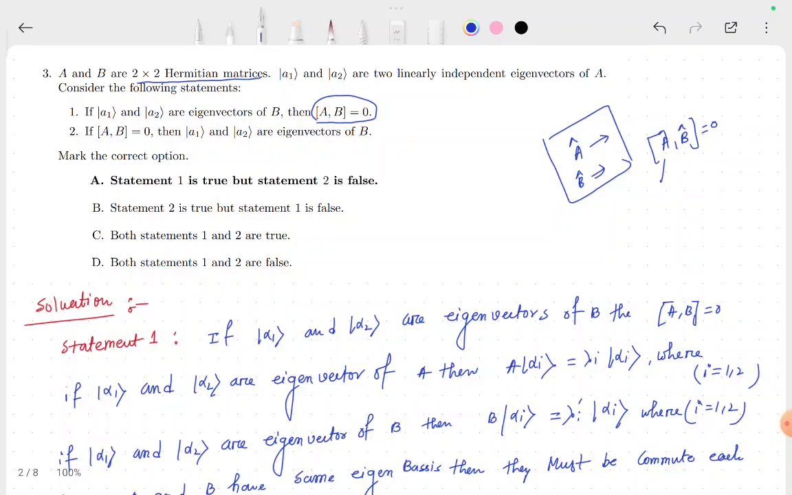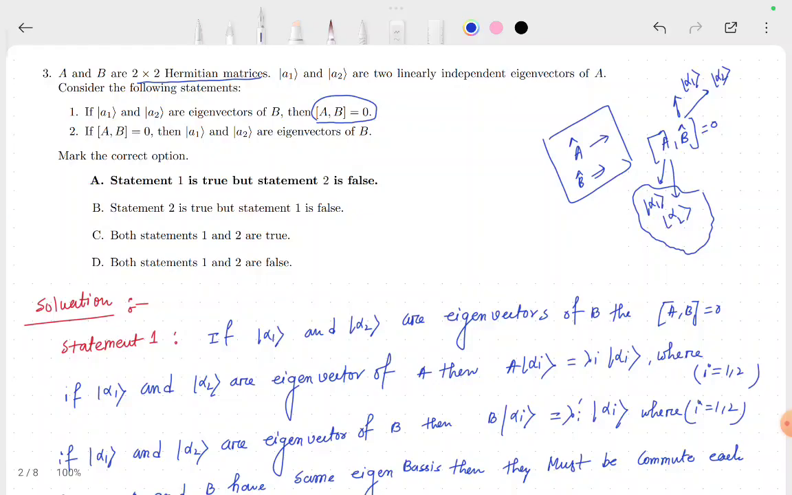It means A cap has eigenfunctions alpha 1 ket, alpha 2 ket. Similarly, B cap has eigenfunctions alpha 1 ket and alpha 2 ket. So if two operators have the same eigenfunctions, then these two operators must commute with each other. But there are contradictions.